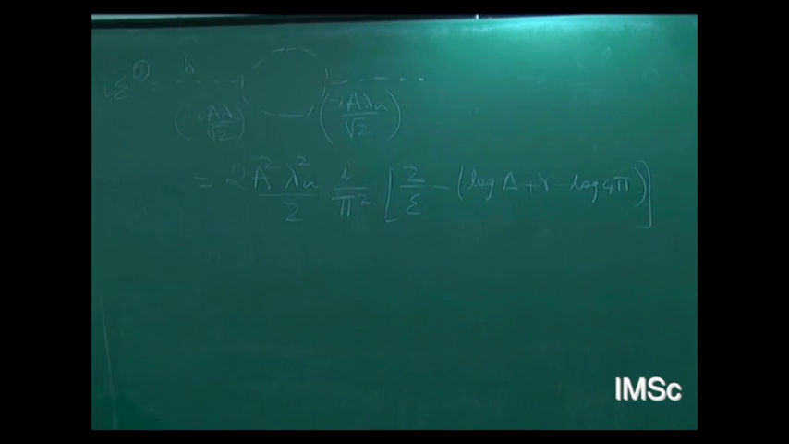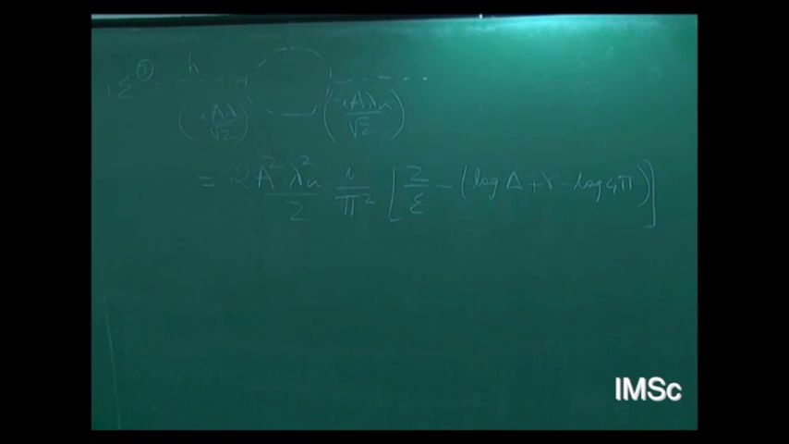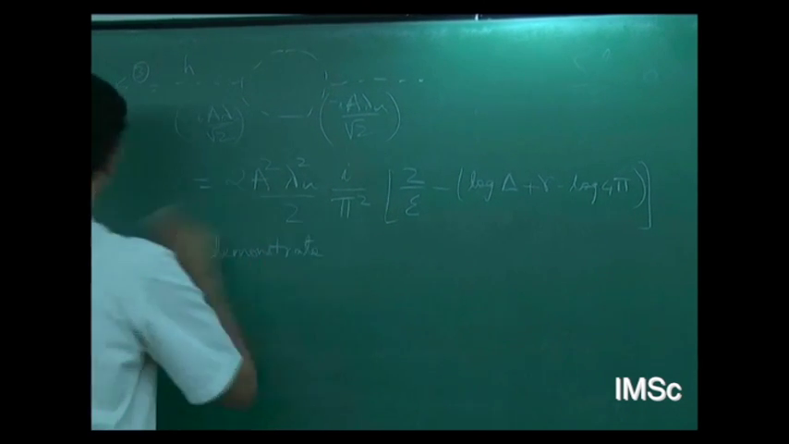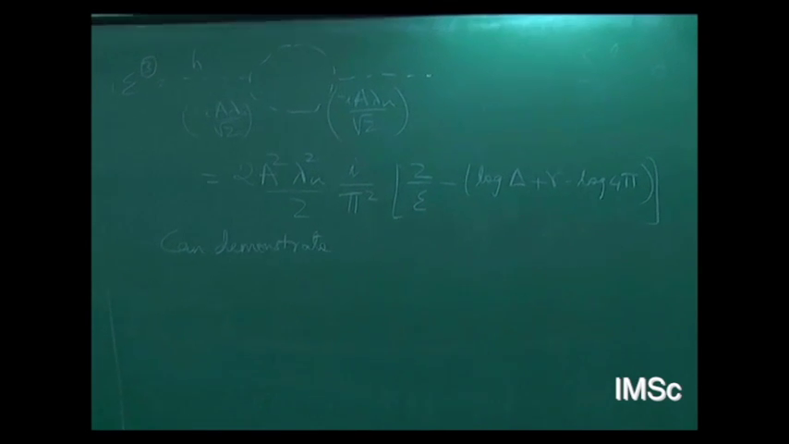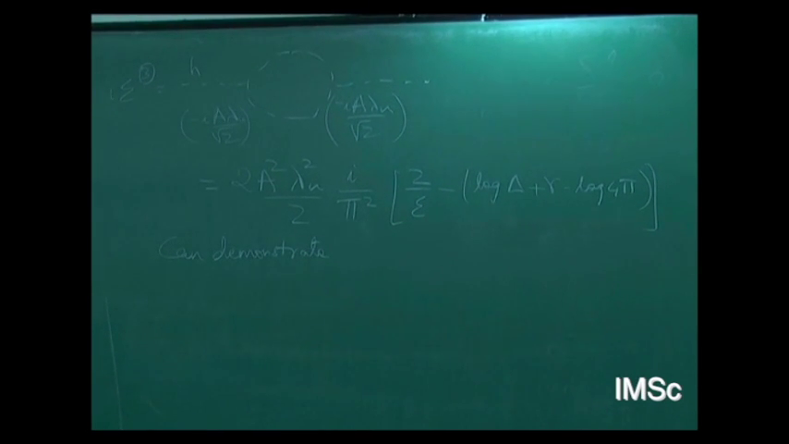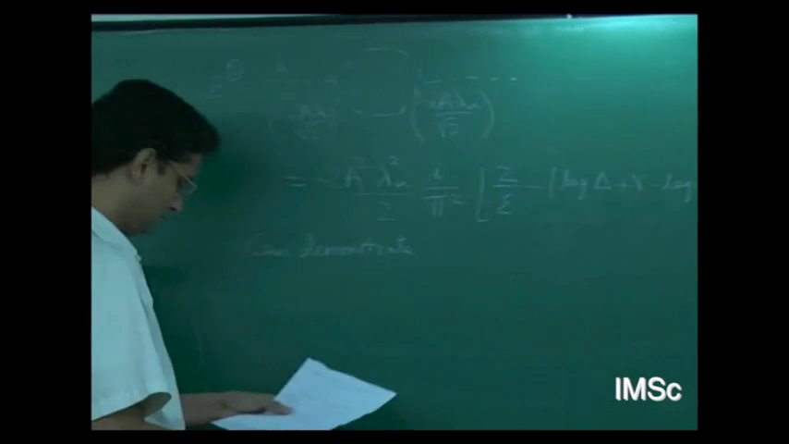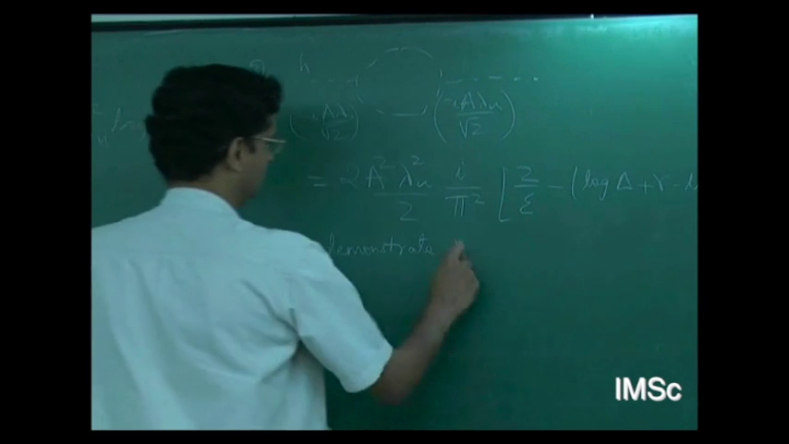Of course, I have not demonstrated that it is not quadratically divergent, because dimensional regularization does not see quadratically divergent pieces. It can only give you log divergent pieces. But you can explicitly demonstrate using a momentum cutoff that there is no quadratic divergence.